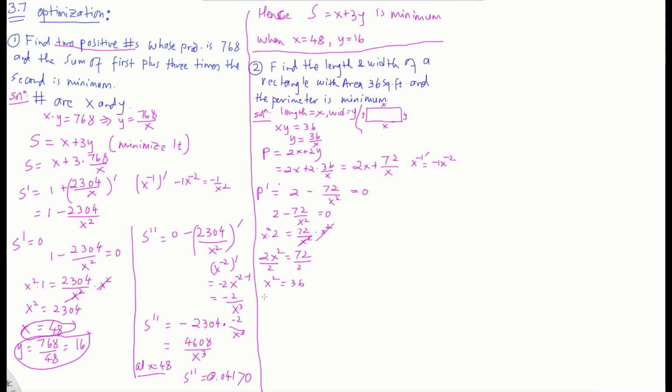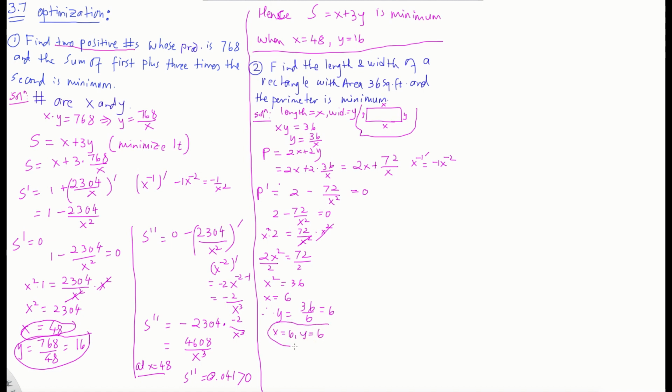36. So what is x? X will be either positive 6 or negative 6, but x is the length, so it cannot be negative, right? So x is 6. What will be y though? So therefore y will be 36 over 6 from here, right? And plug in that will be 6 as well. So you got x equals to 6 and y equals to 6.